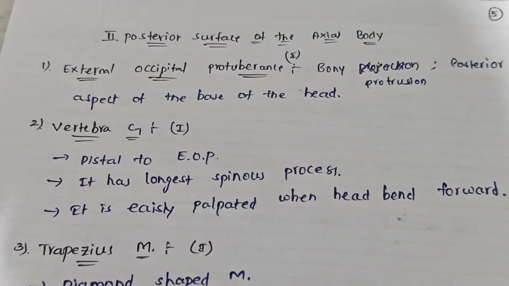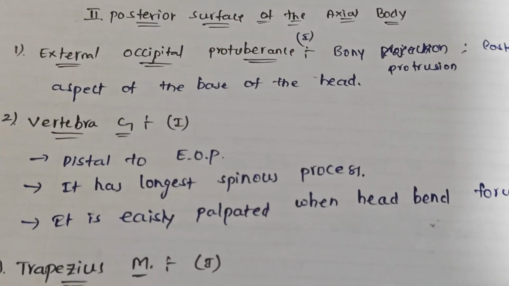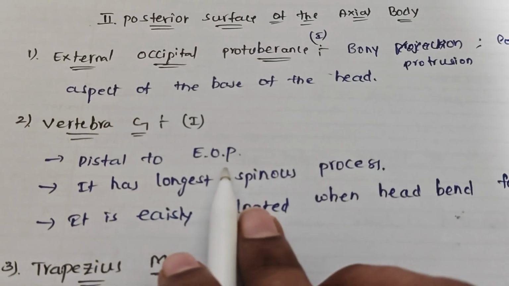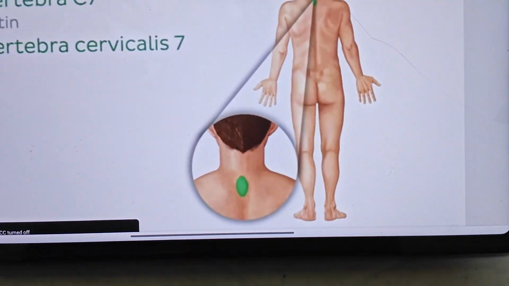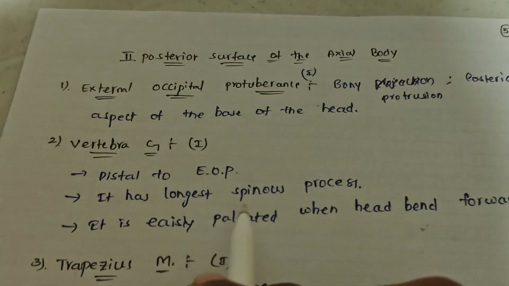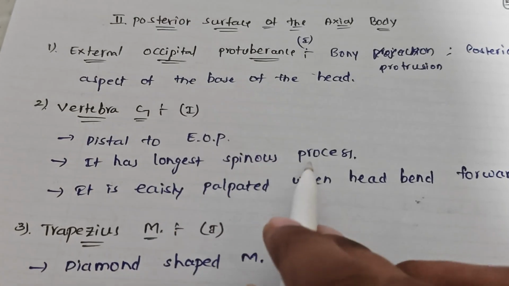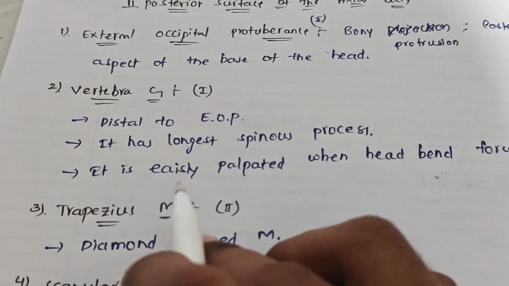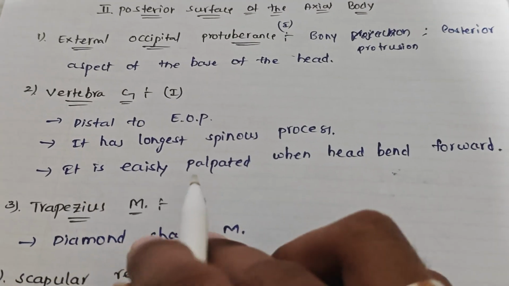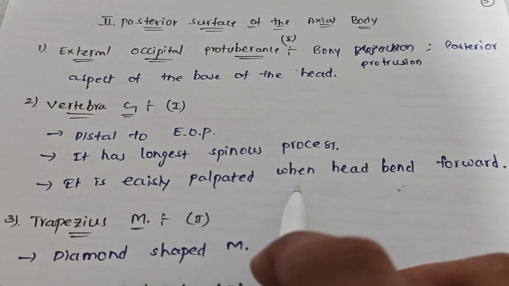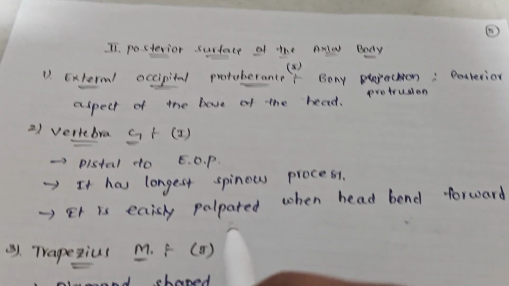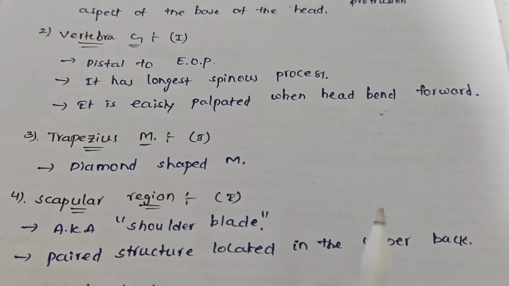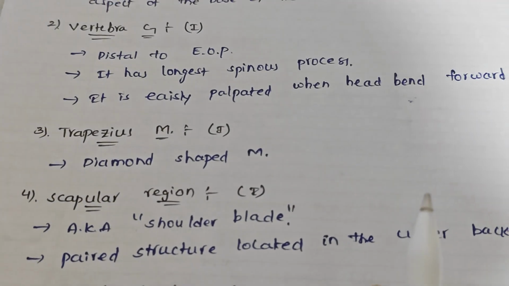Next landmark is vertebra C7. This vertebra C7 is located distal to the external occipital protuberance, which is right here, and it has the longest spinous process, so we can palpate this landmark easily, and it is easily palpated when the head is bent forward. Next landmark is the trapezius muscle. Simply it is a diamond shaped muscle.